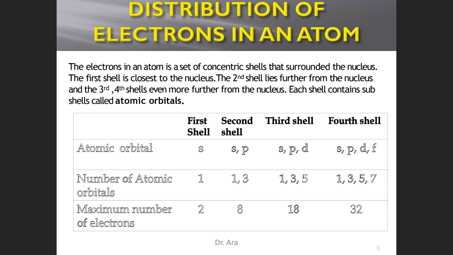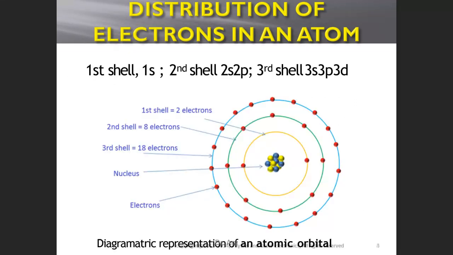Now let's go back to the next. I told you that if we cut an onion, we can see ring inside ring. This is actually the same thing. This is the nucleus, and this is the first shell, second shell, third shell. So the first shell holds 2 electrons, the second maximum 8, the third maximum 18, and so on.